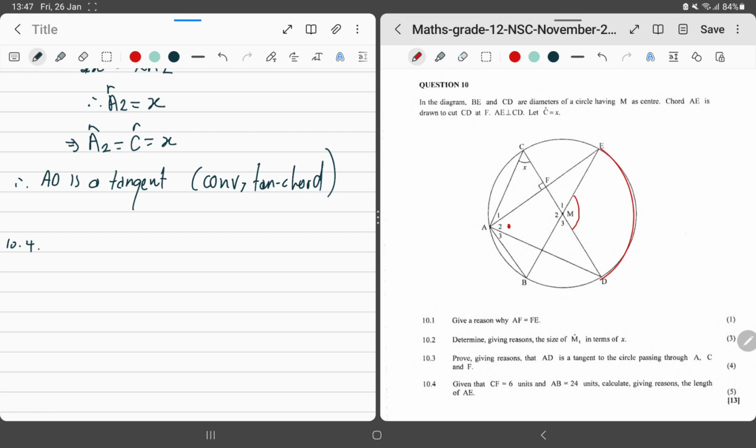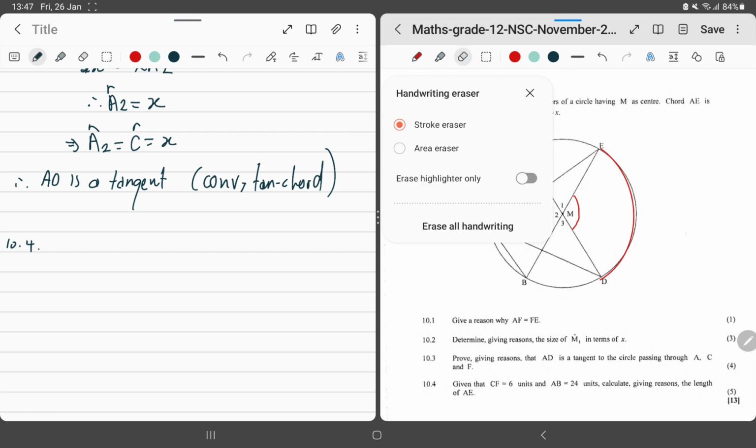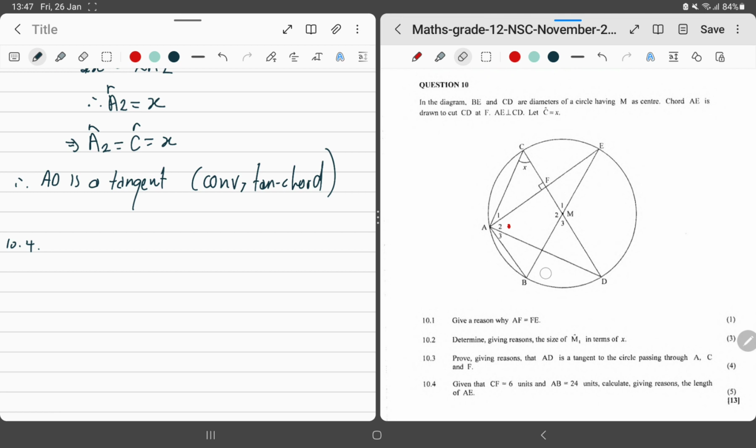10.4. CF is 6 units and AB is 24 units. Calculate, giving reasons, the length of AE. They are looking for this length.